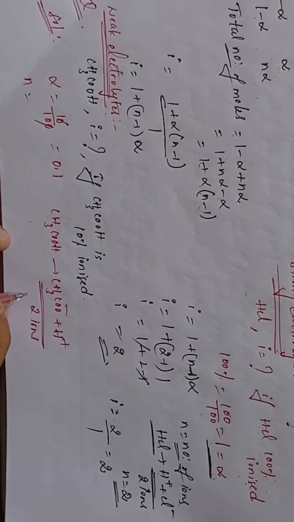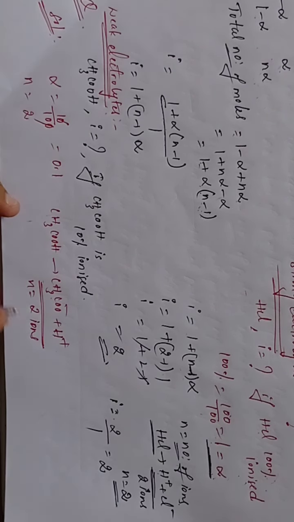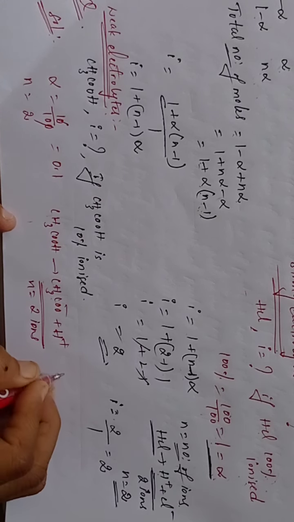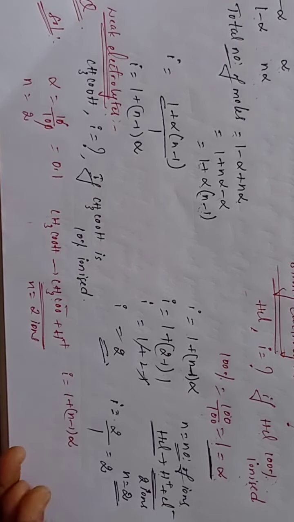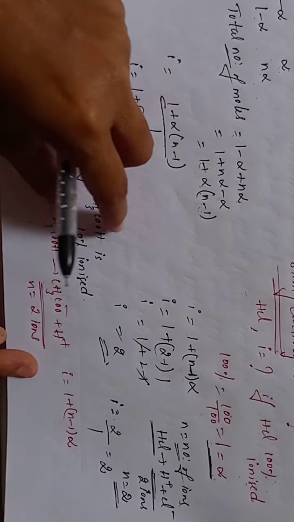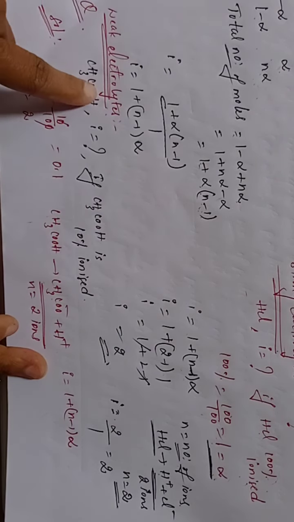So that's why the N value is how much, students? N is equal to 2 ions. So N is equal to 2. Then what is the formula, students? I is equal to 1 plus N minus 1 into alpha, because this also undergoes dissociation. Are you following? Acetic acid.